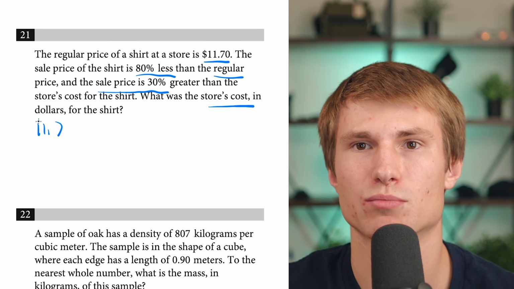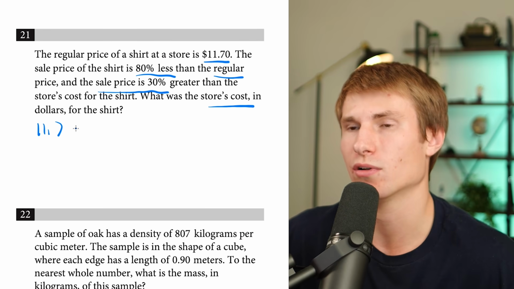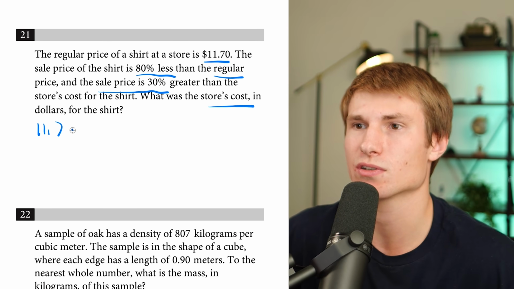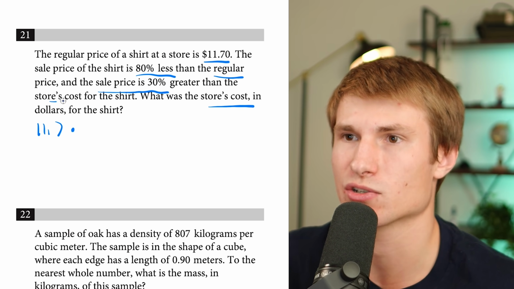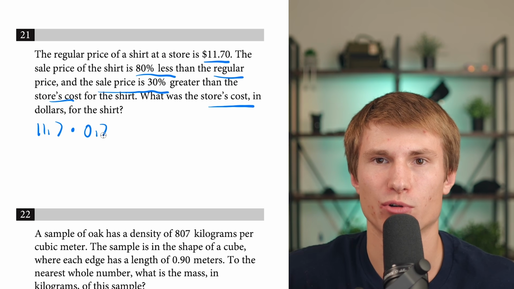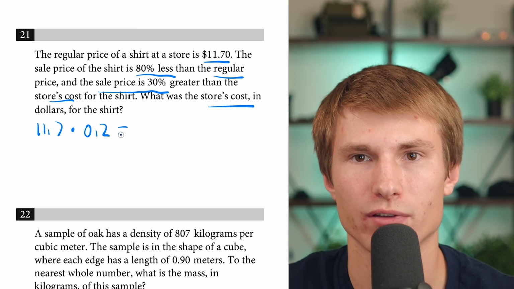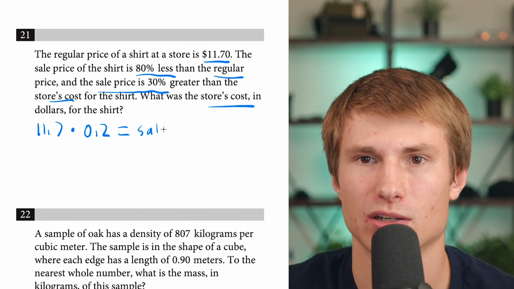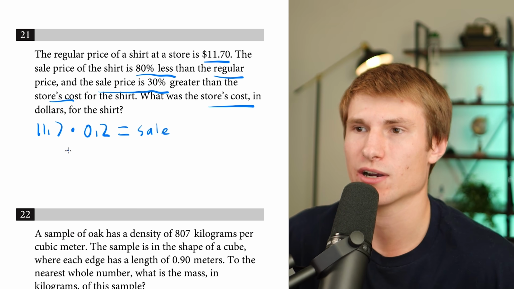Well, we know that the regular price is 11.7. We know it's on sale for 80% off. So let's go ahead and solve for the sale price, because in order to get the store's cost, we need to first know the sale price. So the sale price is 11.7 times 0.2 because the shirt is 80% off. All right, so now we have the sale price. So that's going to equal our sale price. I'm just going to write that as sale.